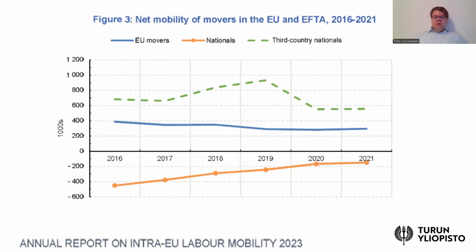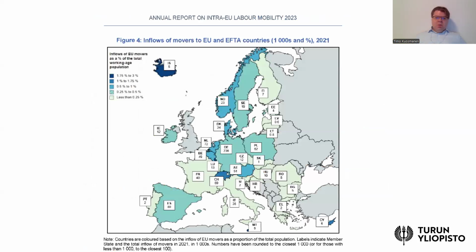So what about this? Where do these workers locate to? This is a map showing, with different color codes, in which countries, proportionate to the total population, this kind of labor mobility is going. The darkest blue color indicates that, compared to the population, there is a large inflow of movers.